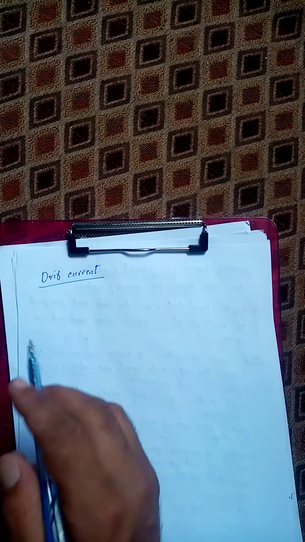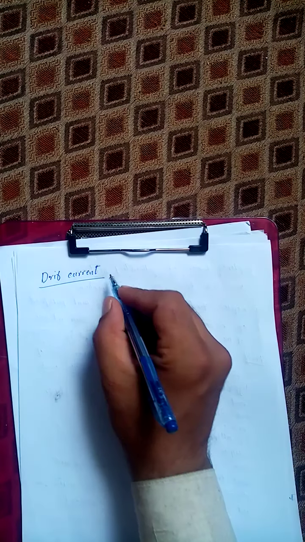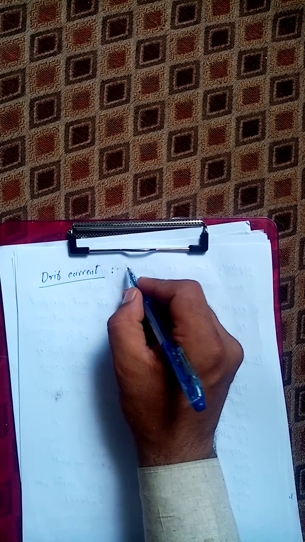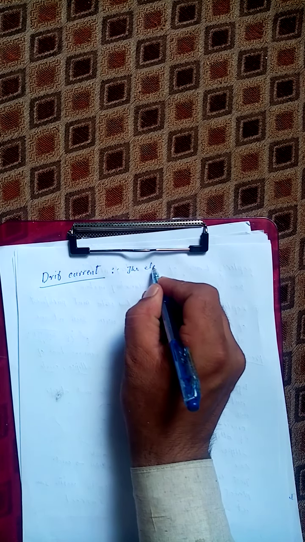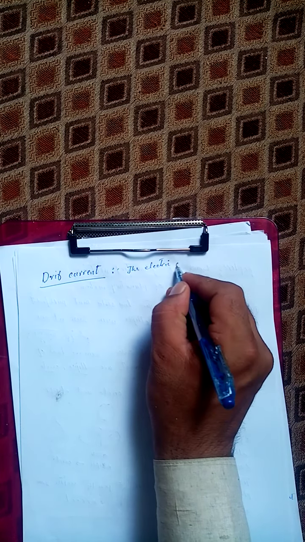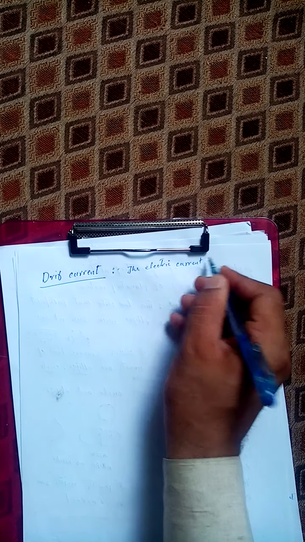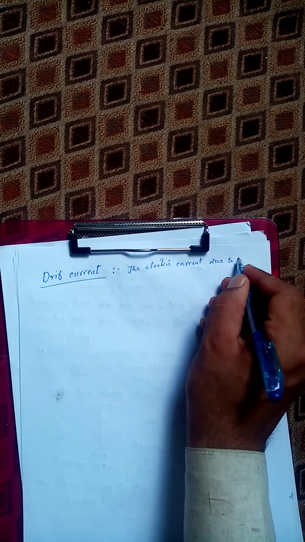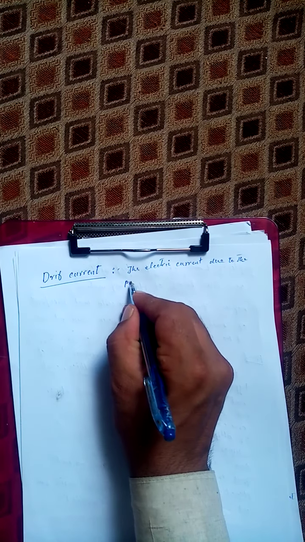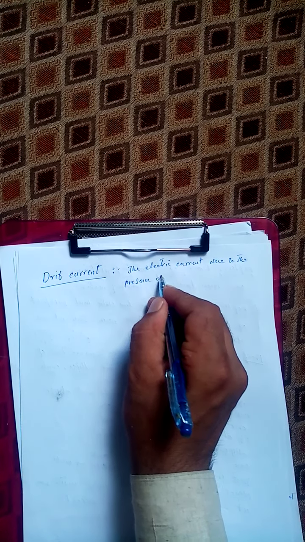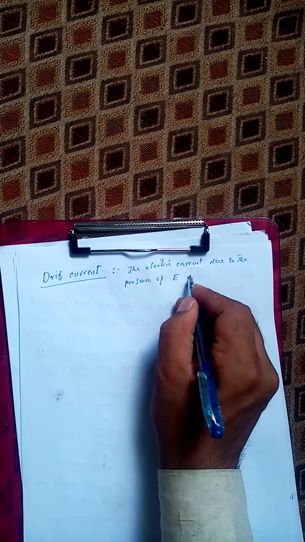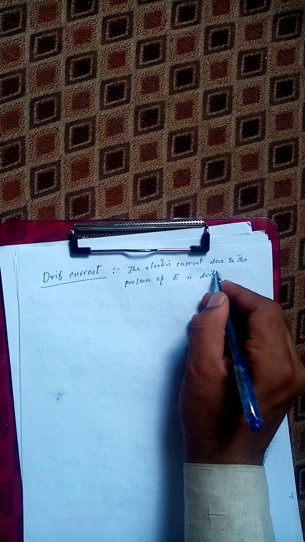Okay, next we will discuss drift current. How we can define it. The electric current due to the presence of electric field is called drift current.